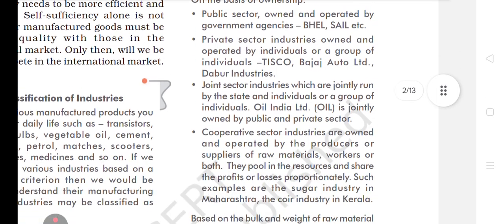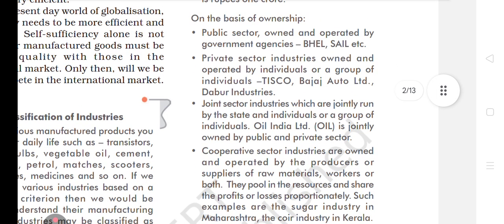Now next is on the basis of ownership. On the basis of ownership, there are public sector, private sector, joint sector, and cooperative sector industries. Okay, so these you have already read in your previous classes. I think you have read this in class 8th also. I don't remember exactly, but I think you have read it.